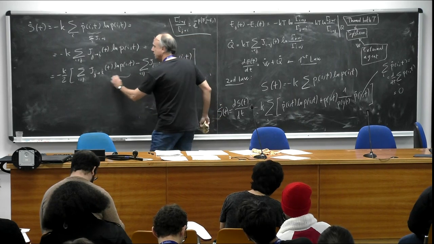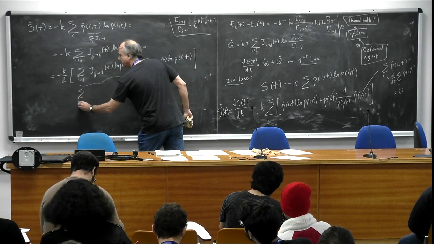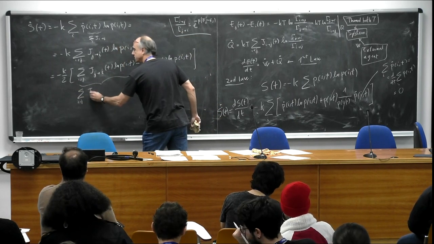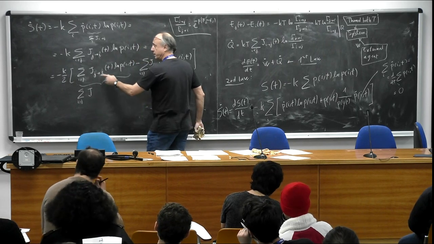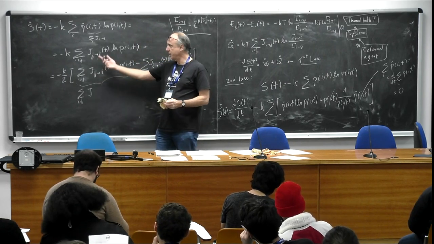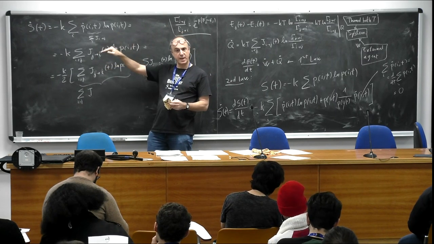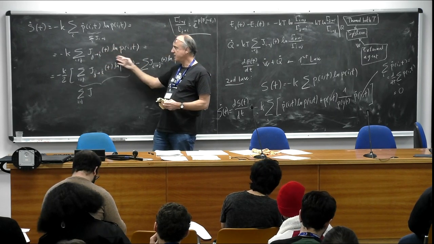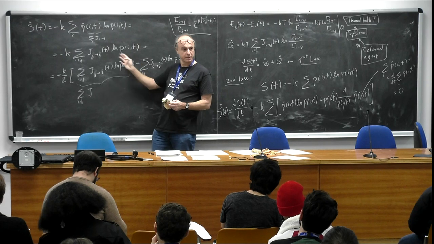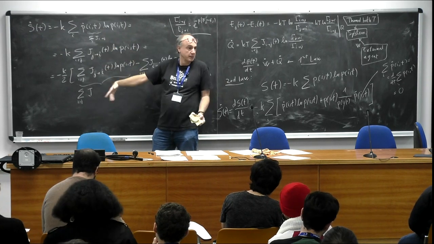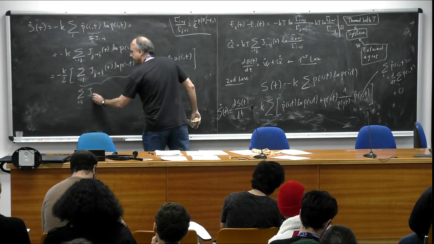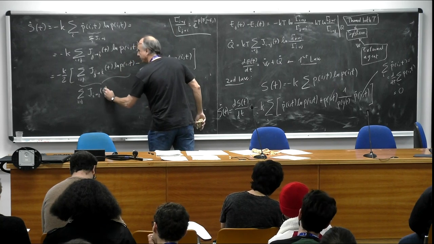So this is the sum over ij. I swap the indexes. Now if I swap the indexes here, I have to change the sign. But if I swap the indexes in the whole expression, they are just dummy variables. So this is the trick. So this is Jij log pj.